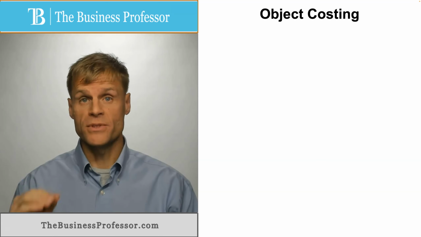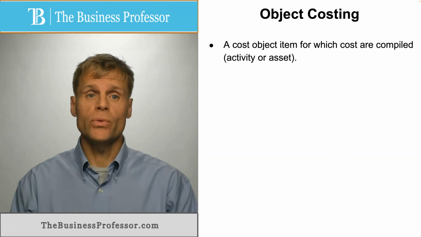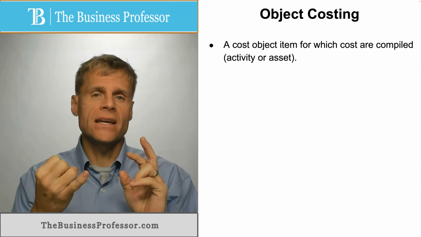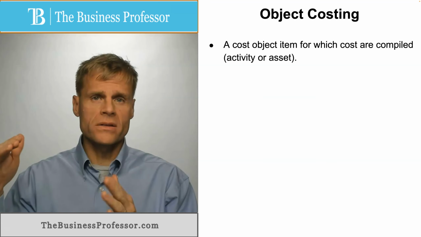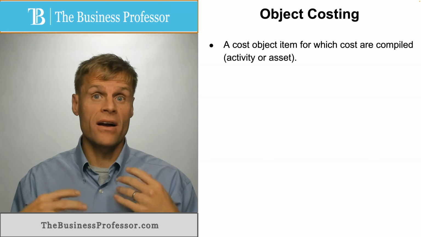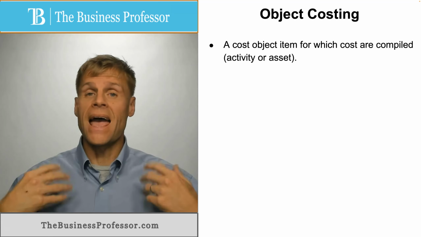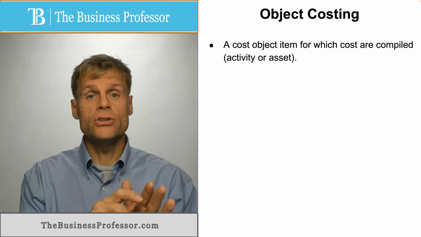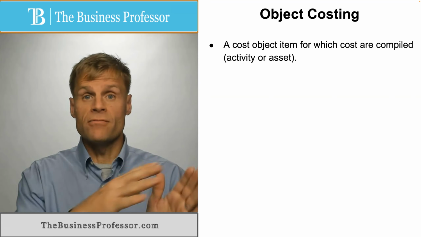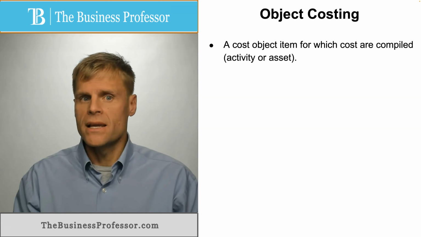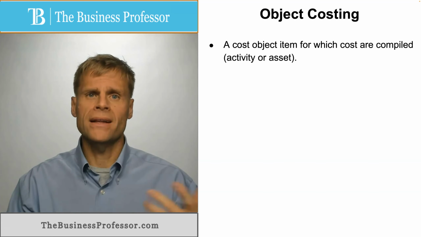What is object costing? Well, object costing is an approach where you try to identify specific things, either an activity or an asset, and you compile all of the costs that relate to that activity or asset. And so you can use that activity or asset as an allocation device. That is, you would be able to then identify the amount of activity or asset involved in any production process so that you'd be able to allocate all of those costs associated with it to that overall allocation or process.